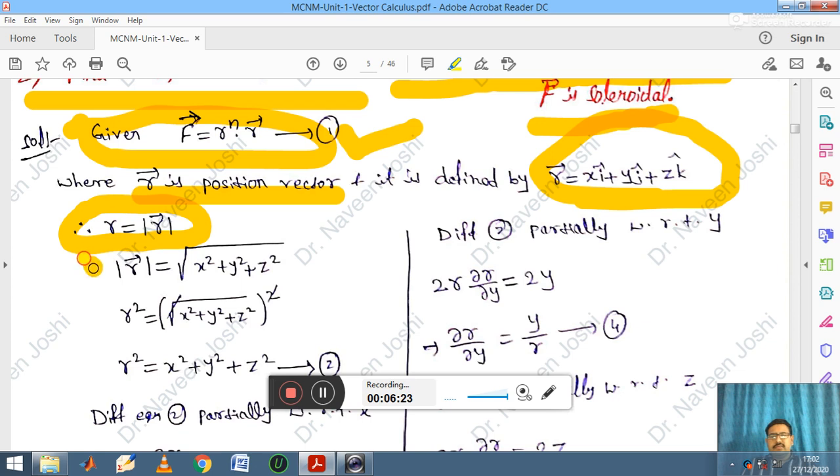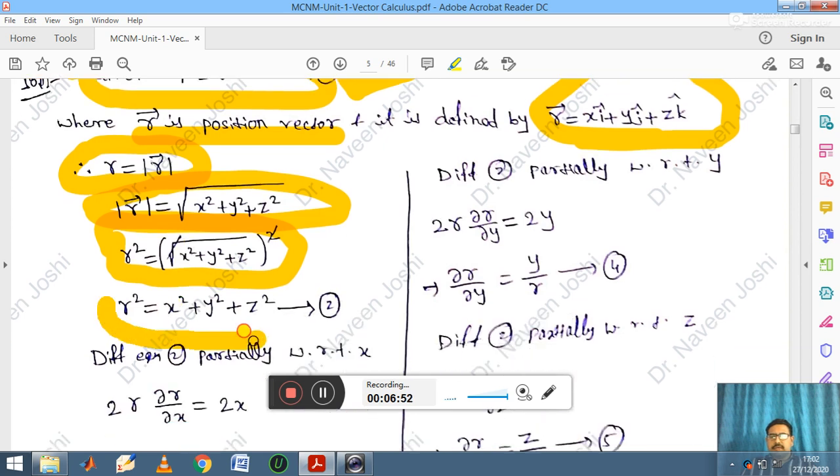We know the definition of the magnitude of a vector: modulus of r equals square root of x square plus y square plus z square. Here you are finding the magnitude of the position vector r. Then if you square on both sides, you get r square equals square root of x square plus y square plus z square, whole square. Then square and root cancel, so r square equals x square plus y square plus z square. Take this as equation 2.